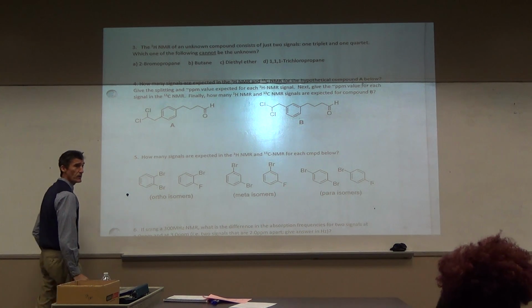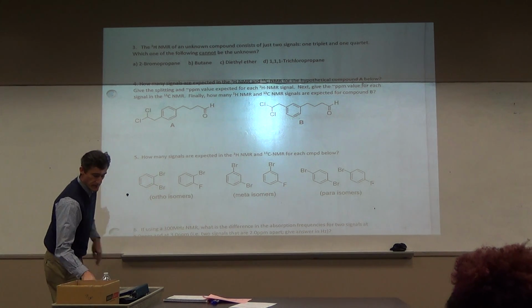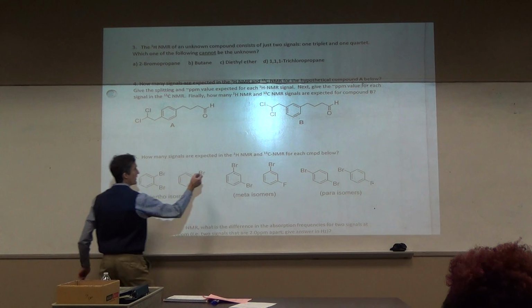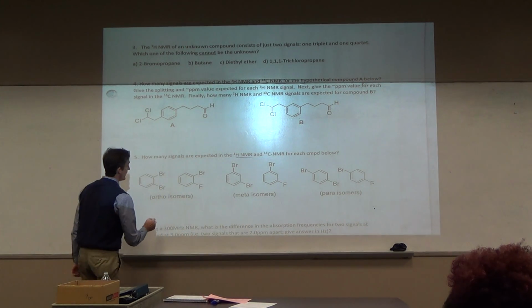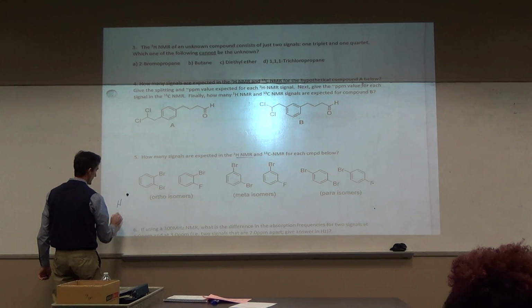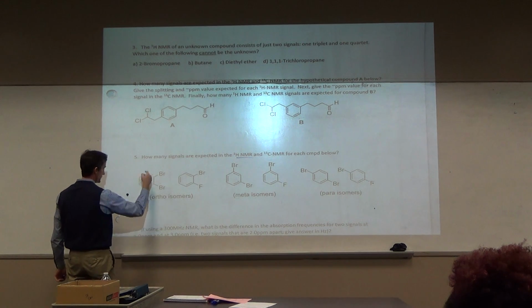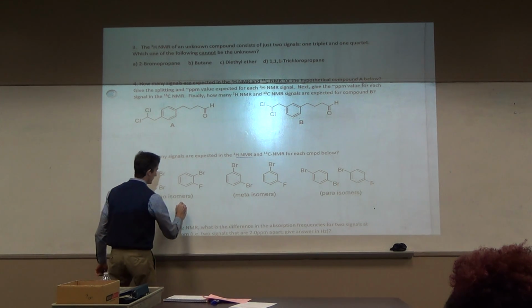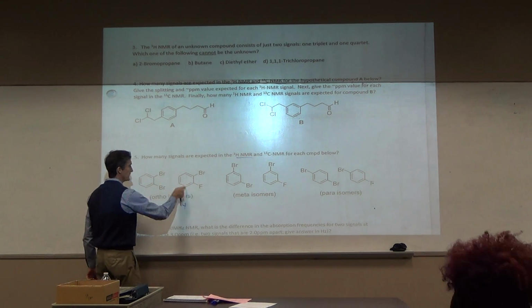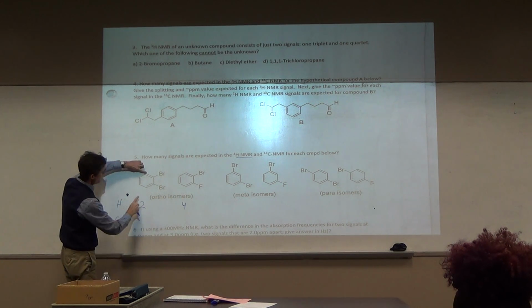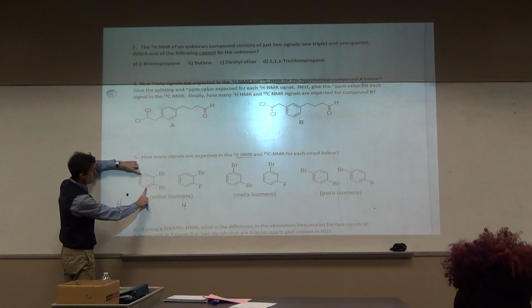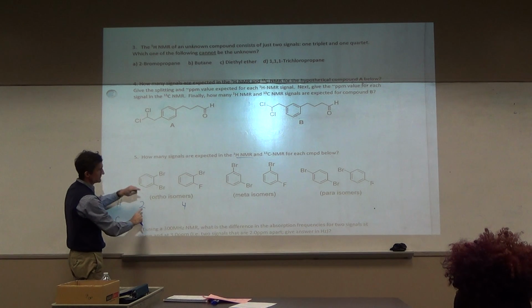We're doing proton NMR. Okay? Well, we're doing both. We'll do H and then carbon. H, let's just do 2 signals. But this one's 4. Because all 4 H's are different here. Here, this H and this H are the same. This H and that H are the same. 2 signals. 4.